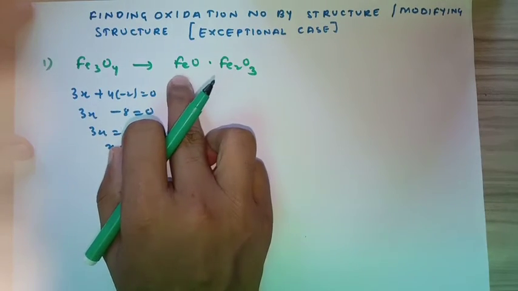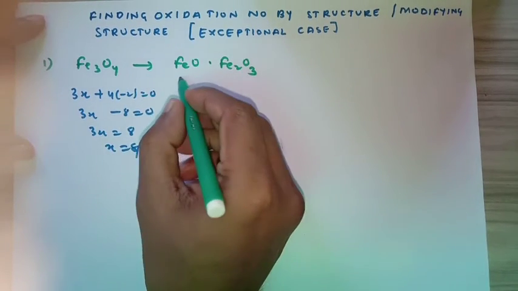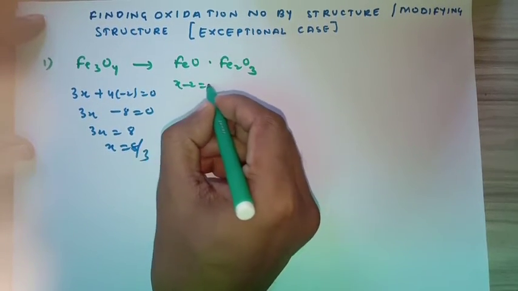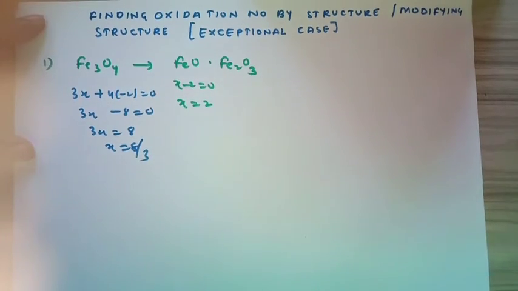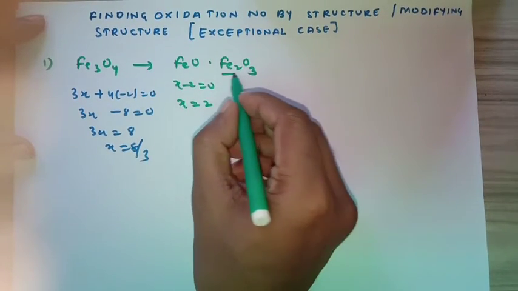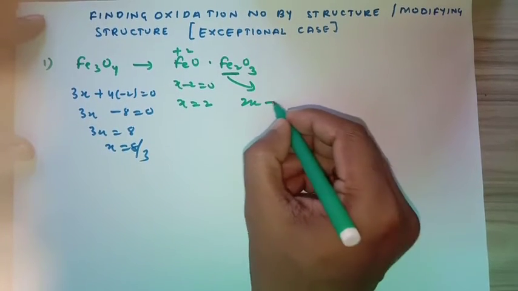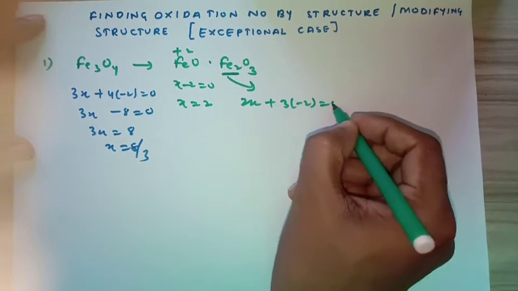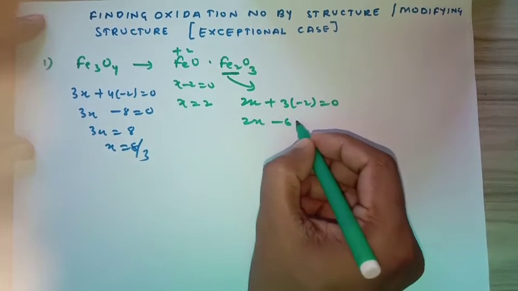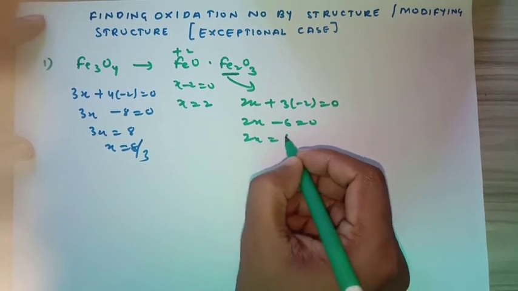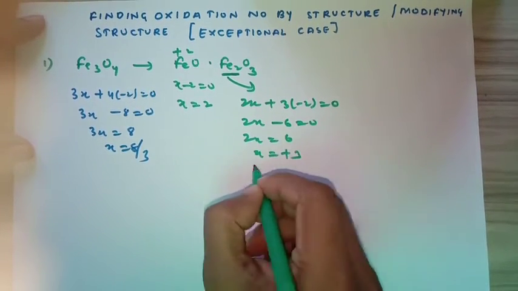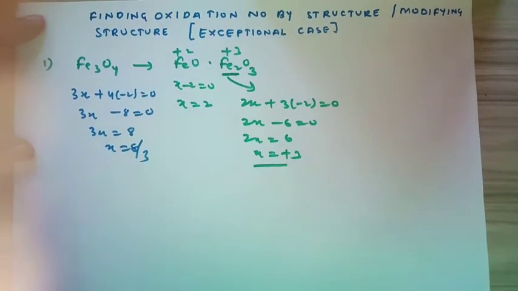Now let's solve it separately. So it will be x minus 2 is equal to 0, so x is equal to 2. Now for Fe, this will be plus 2. Now for this part, it will be 2x plus 3 minus 2 is equal to 0. So 2x minus 6 is equal to 0, so 2x is equal to 6. So x will be plus 3. So this will come out as plus 3.